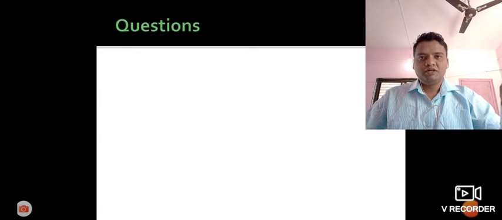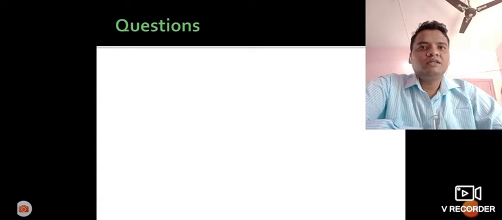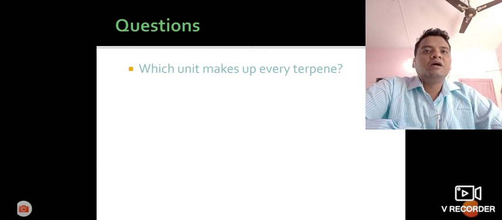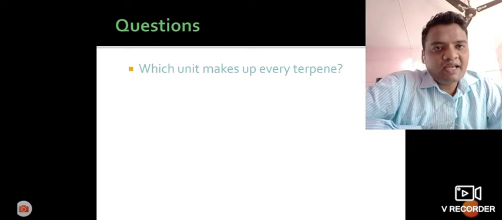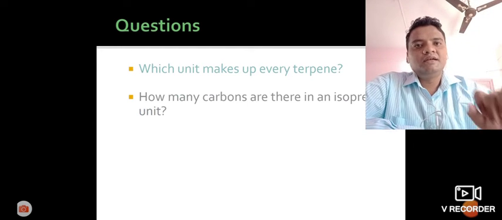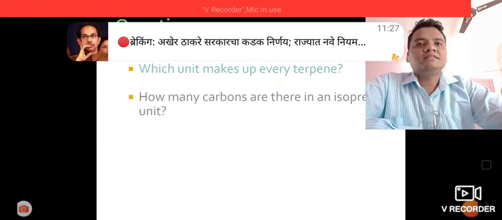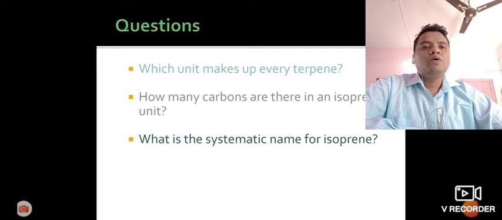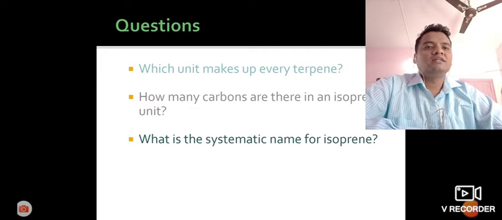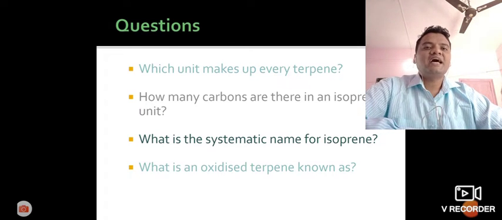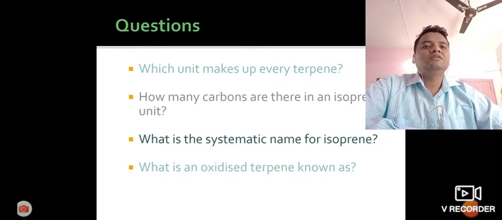Then some questions are asked of the student, and you have to give the answers. The first question is, which unit makes up every terpene? Next, how many carbons are there in the isoprene unit? Next, what is the systematic name for isoprene? Next question, what is an oxidized terpene known as?